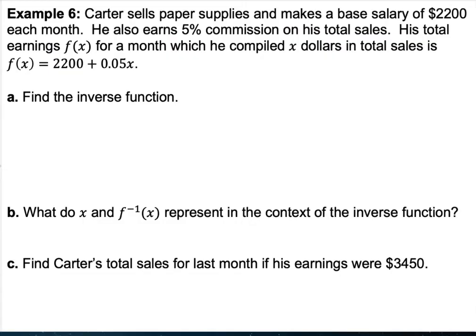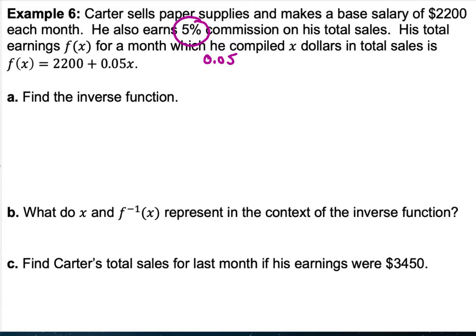So first one, it says Carter sells paper supplies and makes a base salary of $2,200 each month. He also earns 5% commission. Well, 5% is 0.05 as a decimal, based on how much he sells. So his total earnings, f of x, so the function in terms of x for a month, in which he compiled x dollars in total sales, is f of x equals 2,200 plus 0.05x.